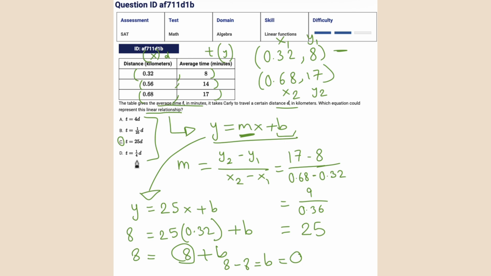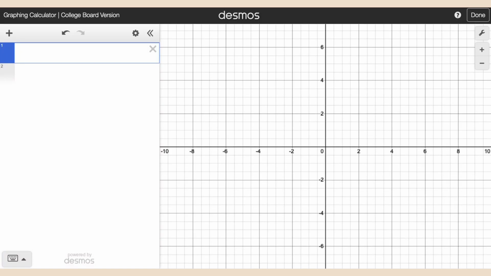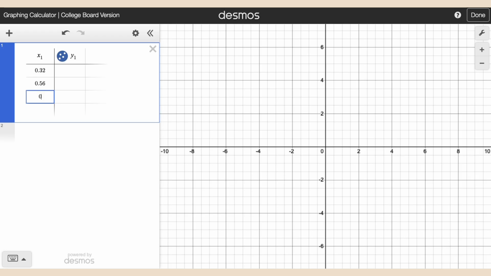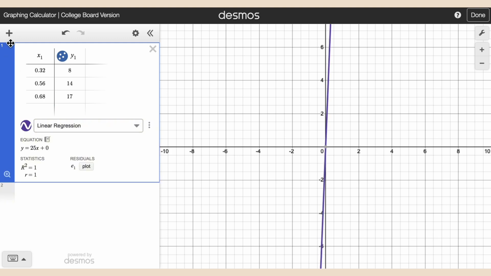Now let's solve this using Desmos. To solve this using Desmos, I'm going to first click on this Add Item button. And I'm going to add a table, as they have given us a table, right? So I'm going to input the values real quick, 0.32, 0.56 and 0.68. And then the y values, 8, 14, and 17.